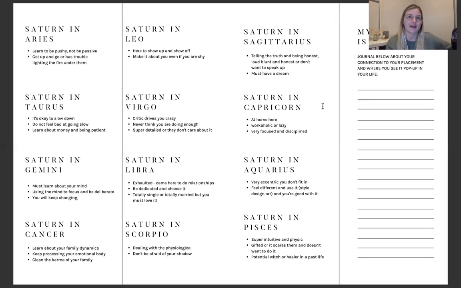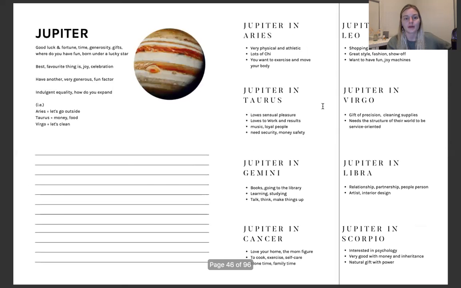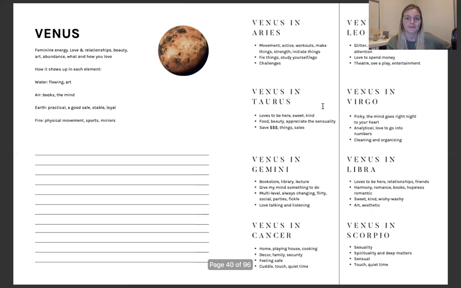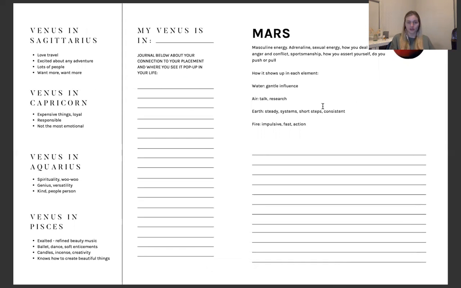Like, I do think that they affect us and how we are in life. Now I'm going to go backwards kind of fast. Watch your eyes. So the sun, moon, Mercury, Venus, and Mars are what are called inner planets. They are planets that are directly tied to our personality and how we act in our day-to-day lives.